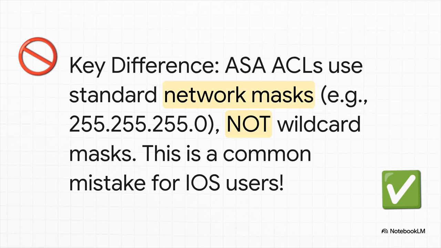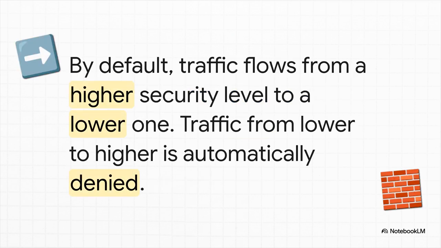0.0.0.255 and all that? Throw that out the window. On an ASA, you use a normal standard subnet mask, 255.255.255.0. It's a super common mistake for people coming over from the routing world, so burn this one into your brain. Okay, remember those security levels, the 0 to 100 trust score?